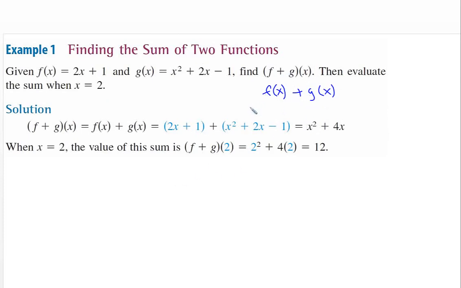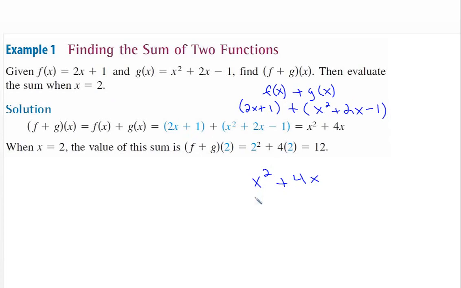So f of x is 2x plus 1, and you can put in parentheses if you like, plus g of x, which is x squared plus 2x minus 1. And then we're just going to combine like terms because we're just adding them. So we get x squared plus 4x, and then the +1 and -1 cancel each other out. And then we need to evaluate this for x equals 2.